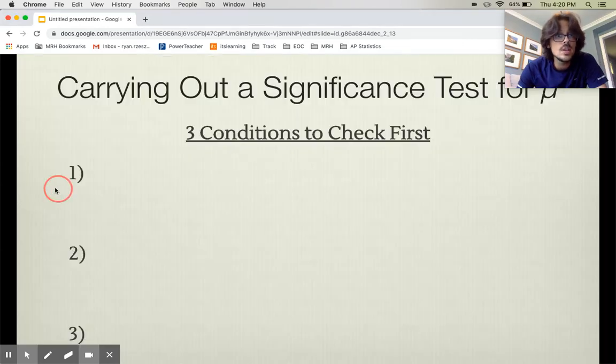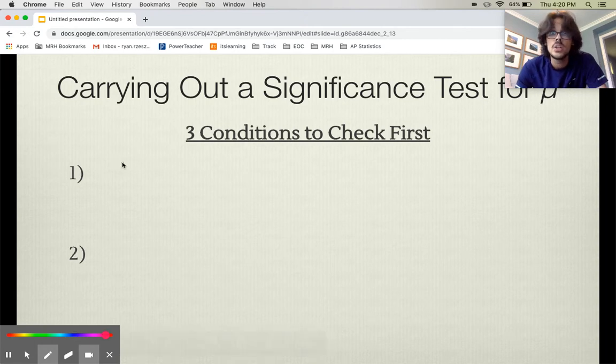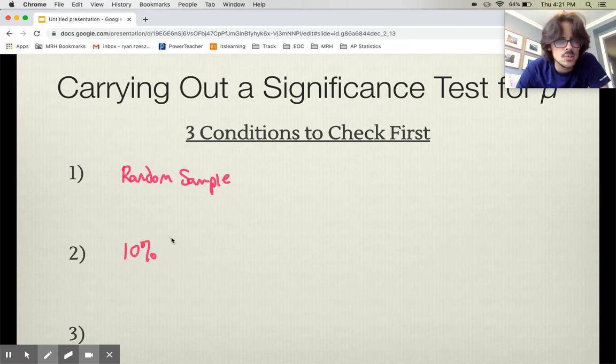And there are going to be three conditions for problems with mu, just like there were three conditions for everything else. See if you can pause me and remember what those three conditions are in a mean problem. Two of those conditions are not going to change from what they were before. So we're going to have the random sample condition, and we're going to have our good old 10% condition, ensuring that our trials are approximately independent, which allows us to calculate our standard deviation.